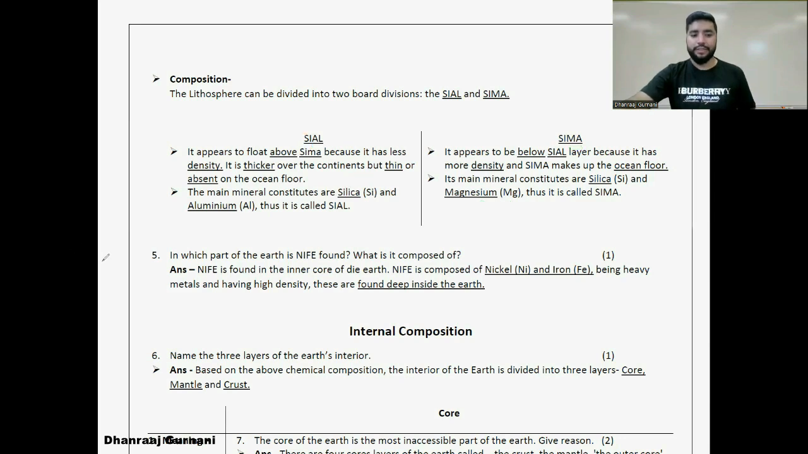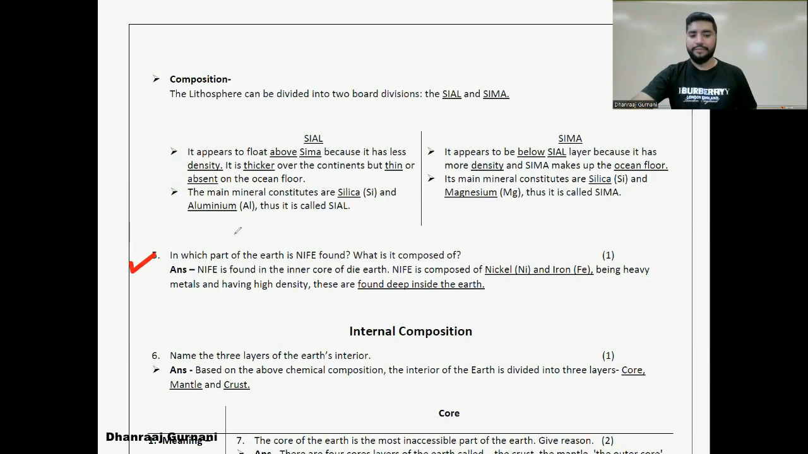And the fifth question under chemical composition: In which part of the earth is NiFe found? What is it composed of? So NiFe is found in the interior or inner core of the earth. Ni stands for nickel and Fe stands for iron.